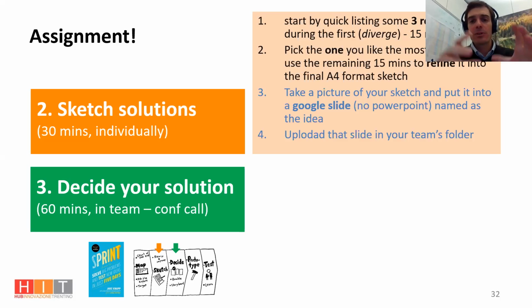So what you do is to take a picture of this sketchy idea that you have done. You put it into a Google slide. So you don't use PowerPoint, but you use Google slide. You only want to have one slide with only your snapshot of your idea, and you name the idea. Okay, you have to have a name for your idea of solution, and you upload that one slide with only one picture into your Teams folder.